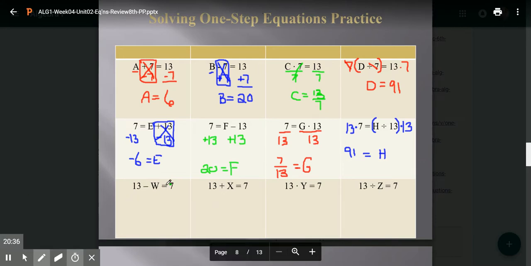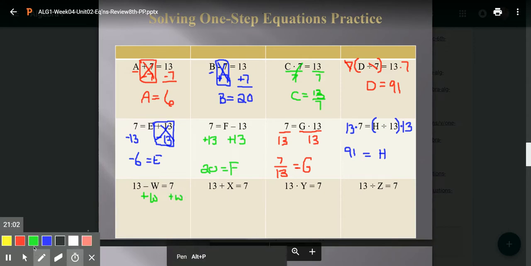And 13 minus w equals 7. Here we've got a bit of an interesting situation. There's a few ways that you can go about answering this, just as with any other equation. But you may find that adding w to both sides may help. Okay. And subtracting 7.